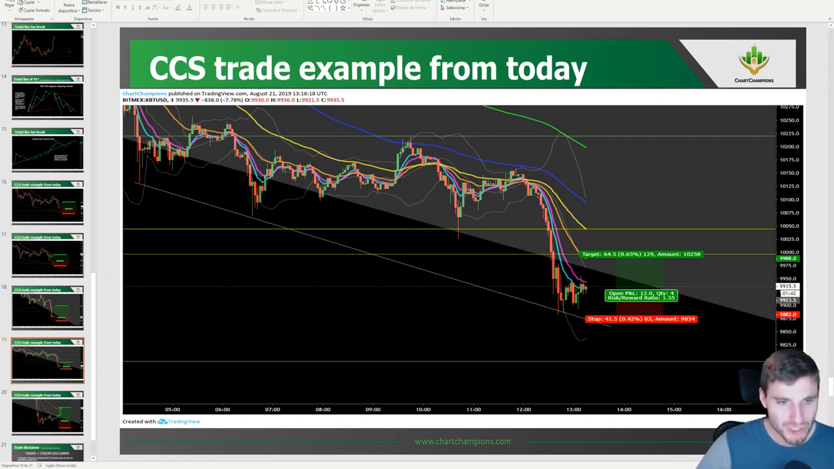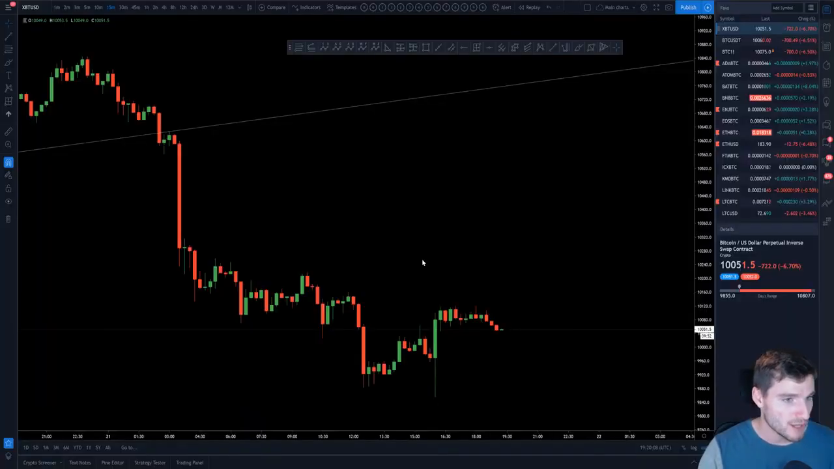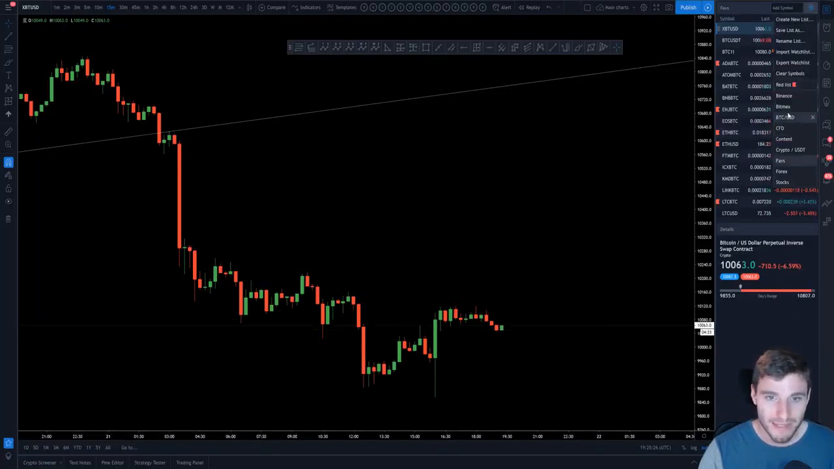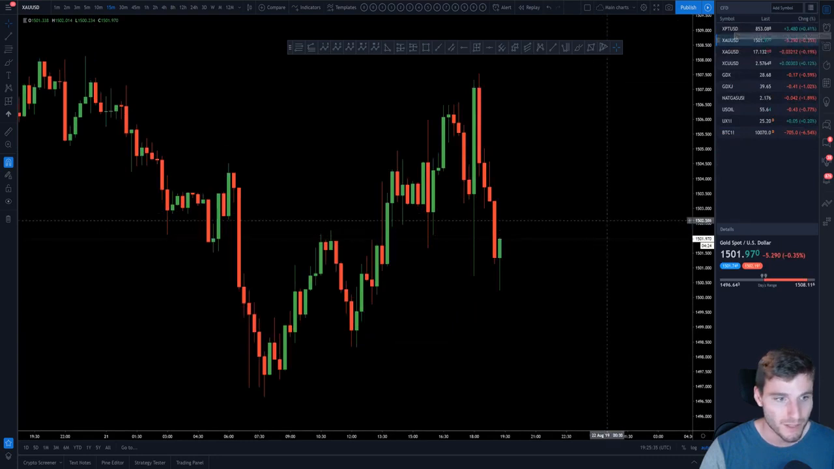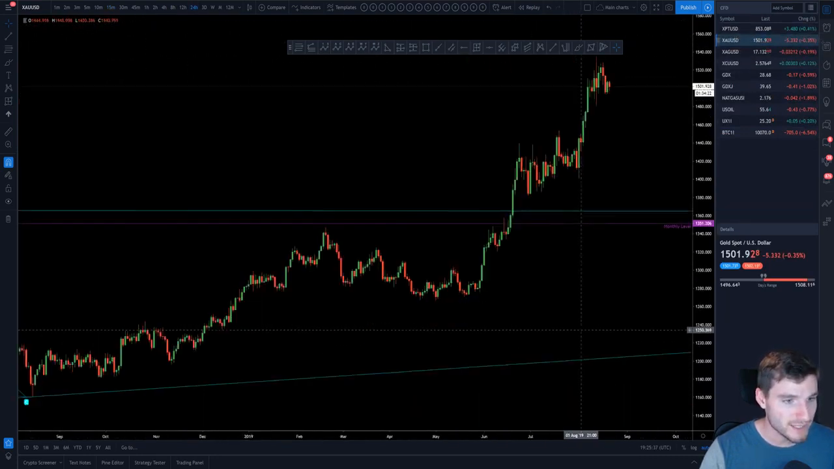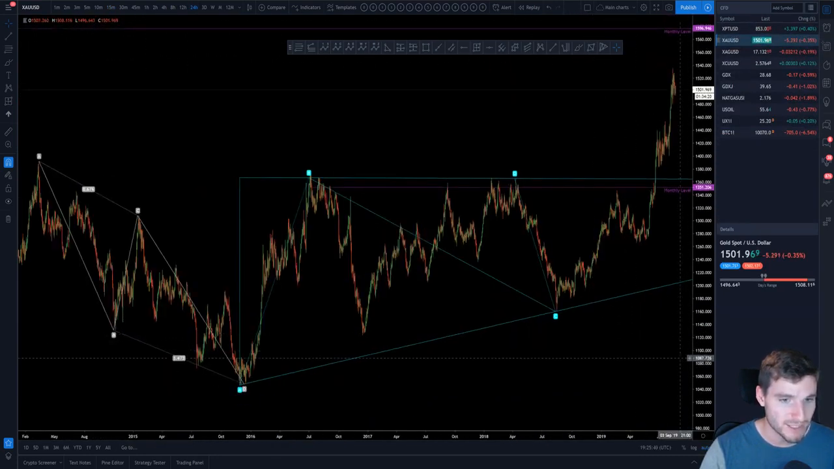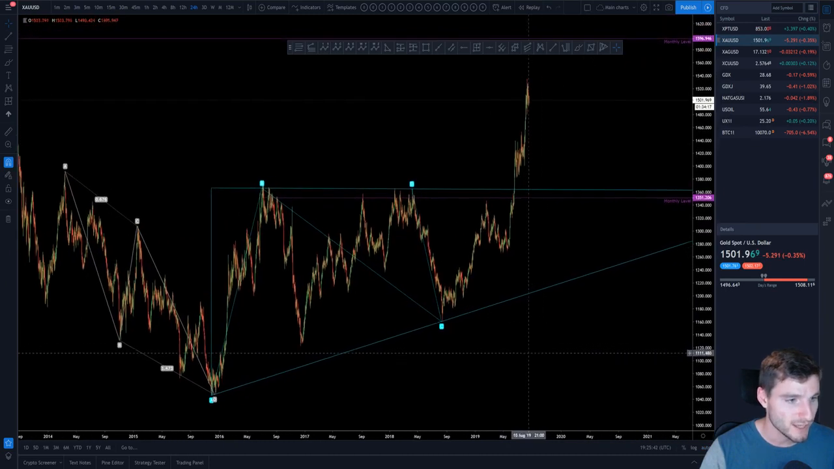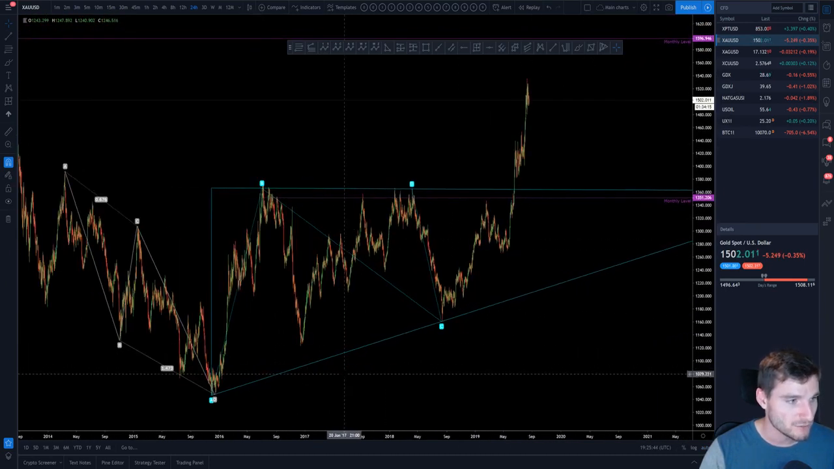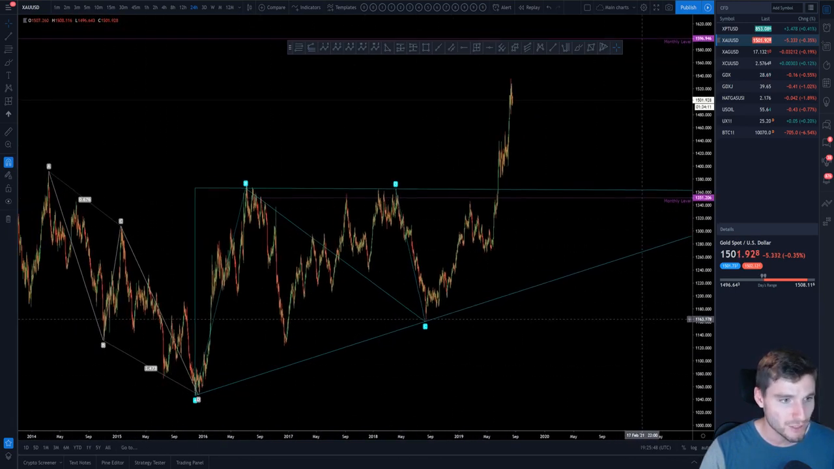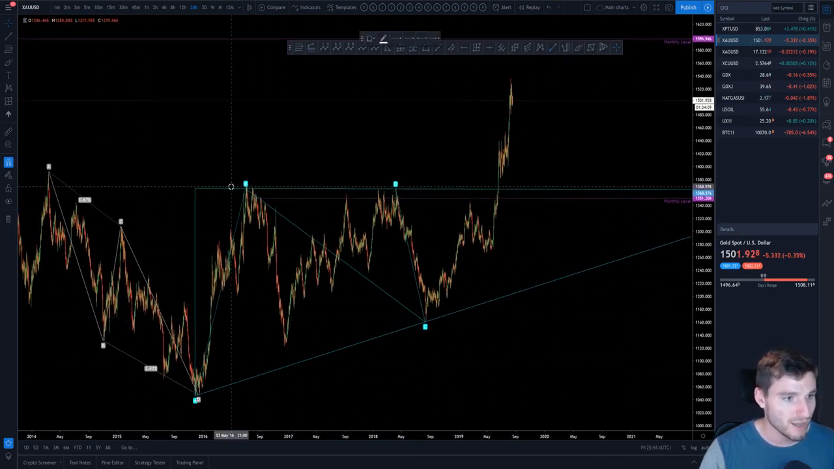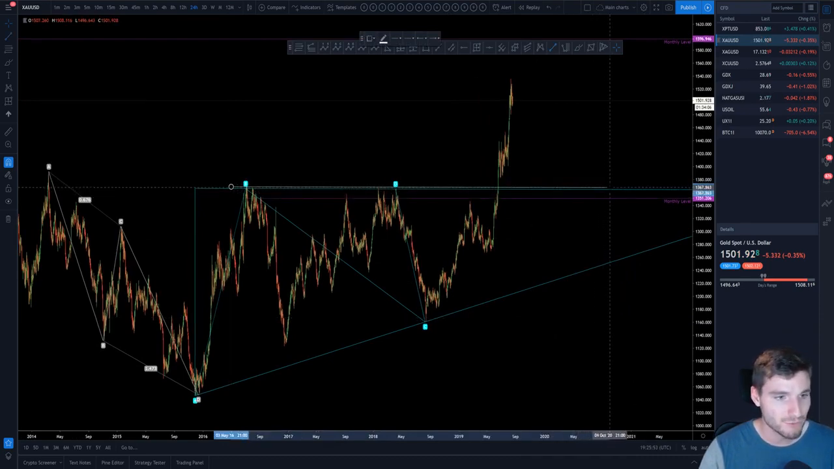I guess a really good example is gold. How easy is this? It's a really easy example of something outside of crypto. If we look at gold, look at this. How easy is this pattern? That's literally the easiest pattern you've ever seen in your life, isn't it? A really easy triangle. Here we had the nice ABCD, and then a really simple triangle. What is that? That's a trend line resistance, really simple trend line resistance.